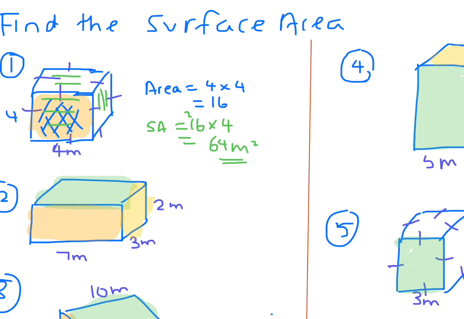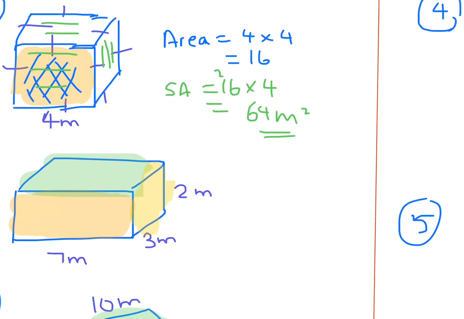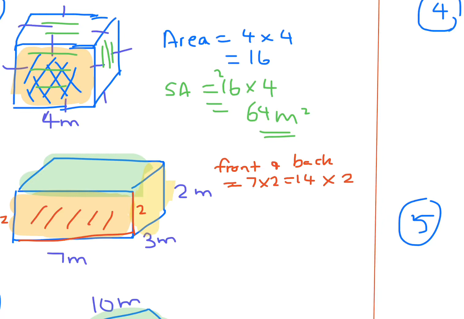Okay, so now the area of this rectangular prism. The first thing you do is the front and the back, which is this orange section here. You can see this is 7, and this length here is 2, because if you bring the 2 all the way around, it would be 7 times 2, which is 14. But there are 2 of those, so you times 2, which is 28. There's 2 of them because there's one at the front and one at the back.